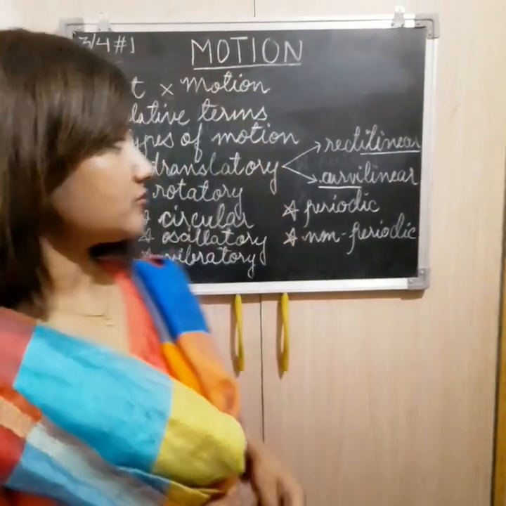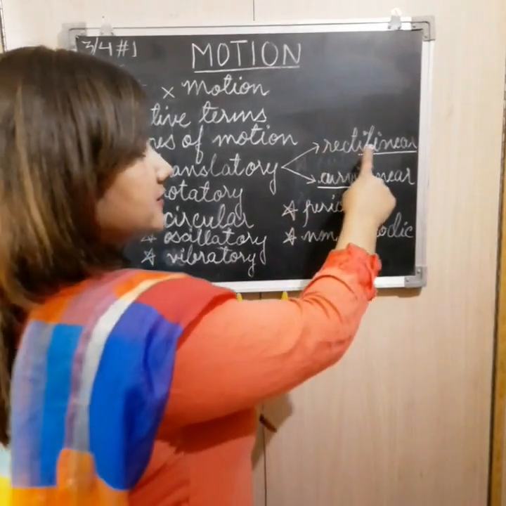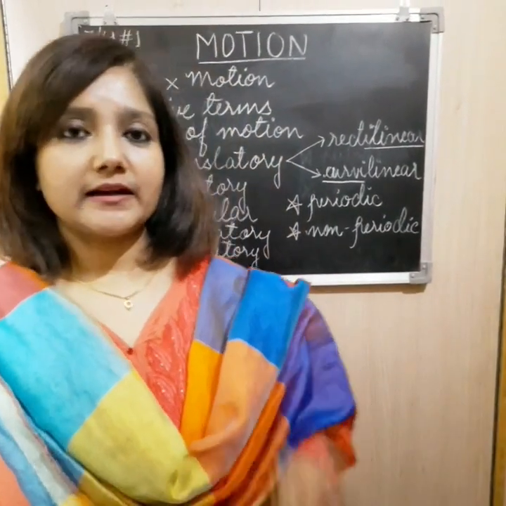The translatory motion could be further divided into two types, rectilinear and curvilinear. The name itself says what the type of motion could be. Rectilinear motion means the motion in which an object covers a straight line. The object is moving in a straight path, and that is called rectilinear motion. Say for example, a car moving on a straight road with the same speed is said to be in rectilinear motion. But the same car, if it takes a curve, is moving on a curved road, then that motion is said to be curvilinear motion.